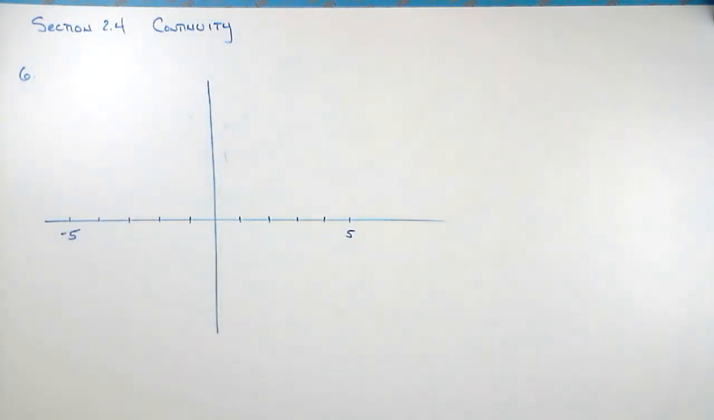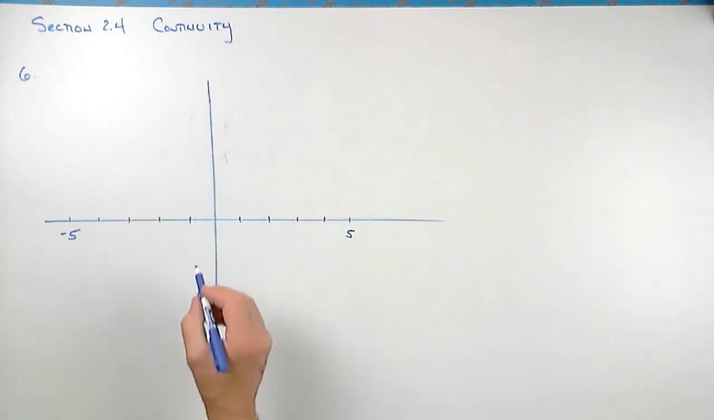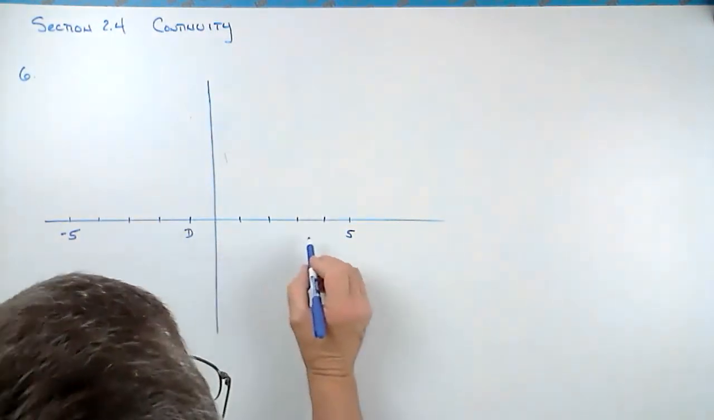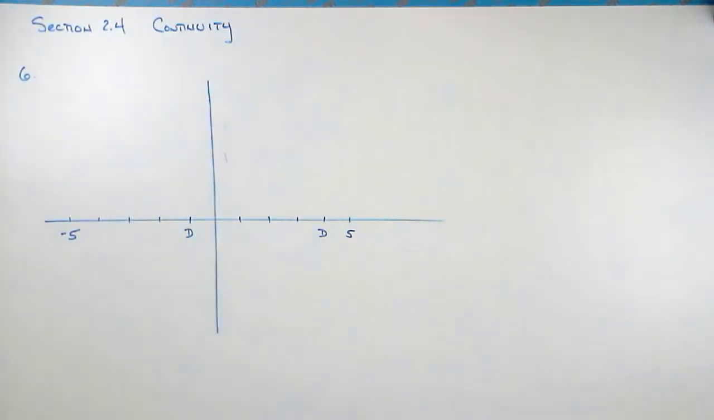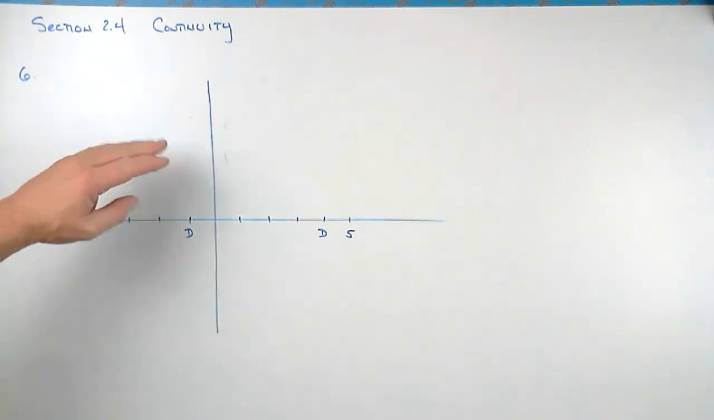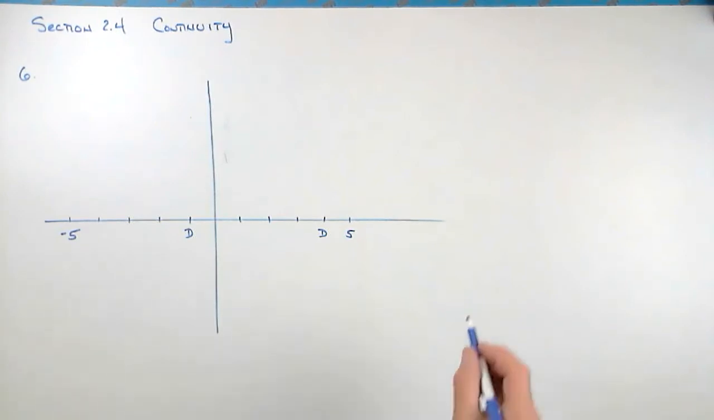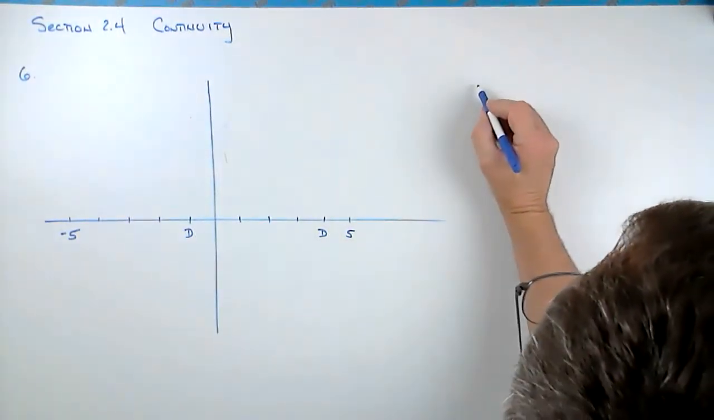So they want it to be discontinuous at -1 and 4. I'm going to put a D at each, meaning when I draw my graph, I have to have a discontinuity at those two points. But it's continuous from the left at -1 and from the right at 4. So we have to use our one-sided definition of continuity.